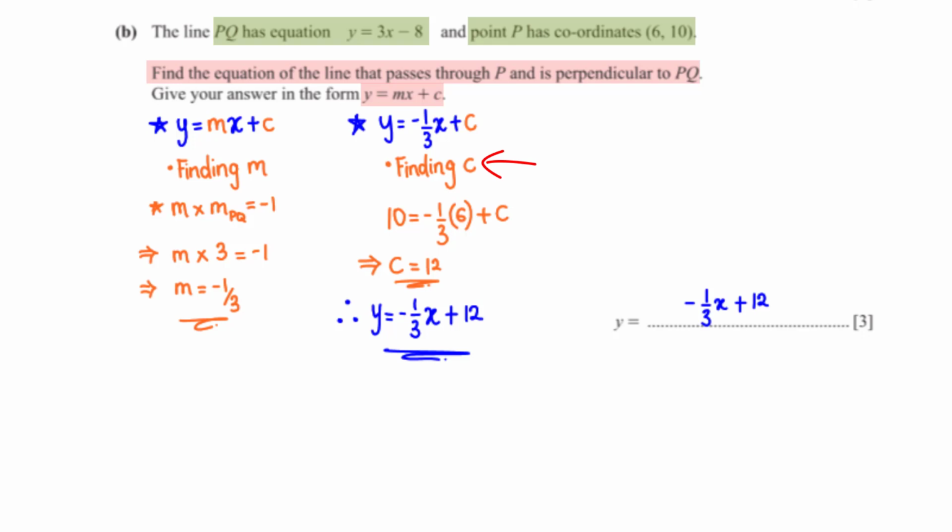To find the value of c, we need one set of coordinates on the perpendicular line. And from the question, we've been told that the perpendicular line passes through the point P, which has been given as 6, 10. And so we will slot these values into the equation and we get the value of c as 12. And that leaves us with the equation of the perpendicular line as y equals negative 1 over 3x plus 12.